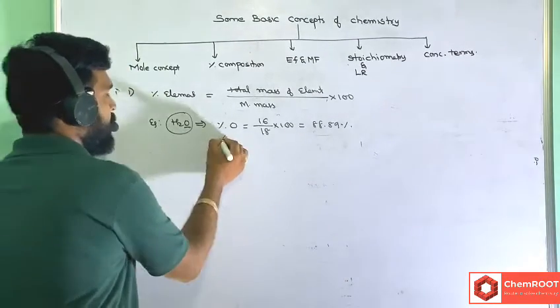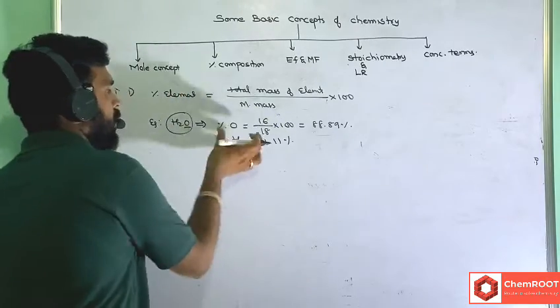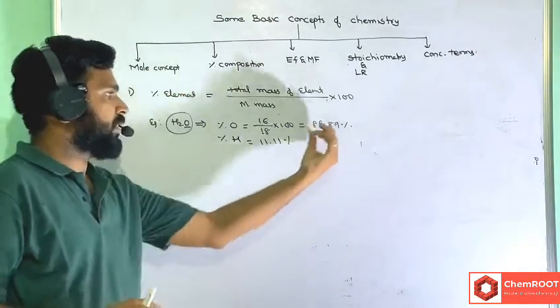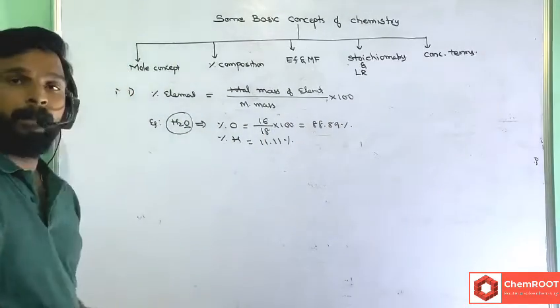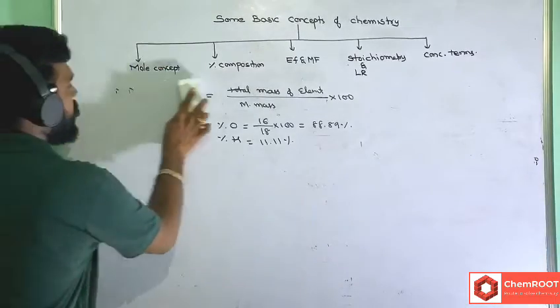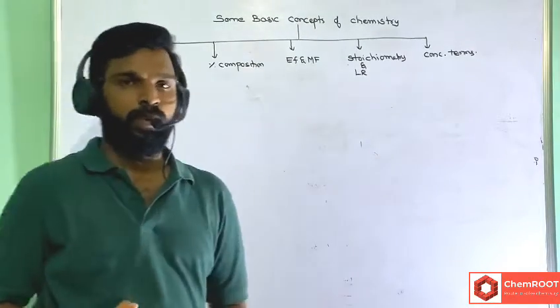Suppose we are finding hydrogen similarly. Then this particular water has a composition: the percentage of oxygen is this much and the percentage of hydrogen is this much. Like that we can find percentage composition. Okay. Next concept is empirical formula, molecular formula.